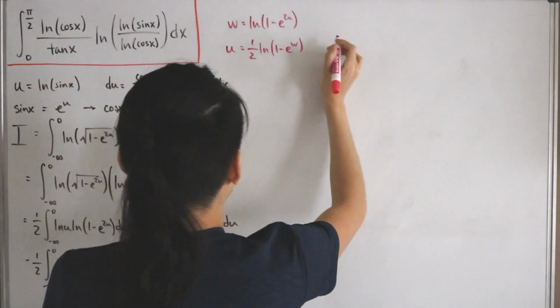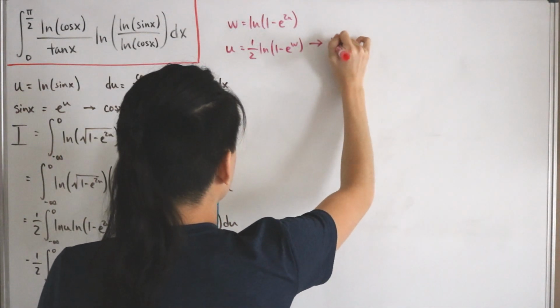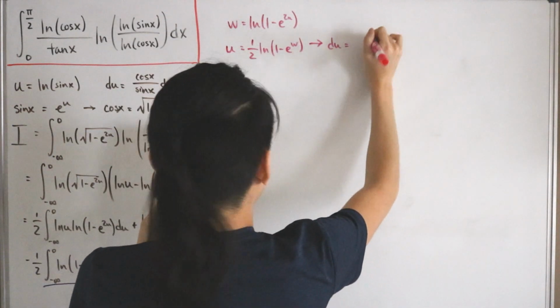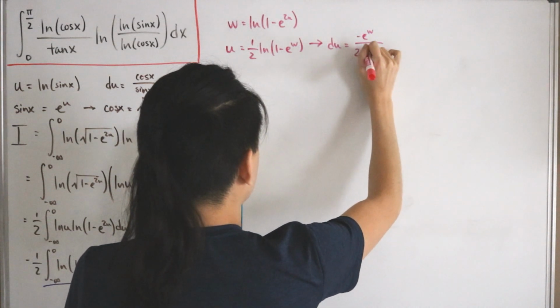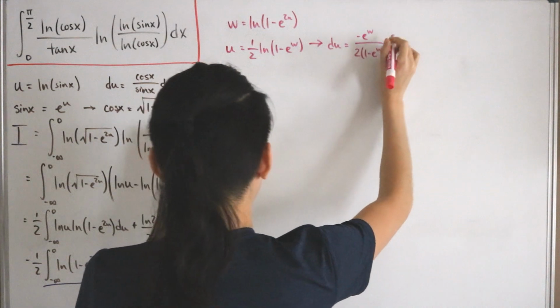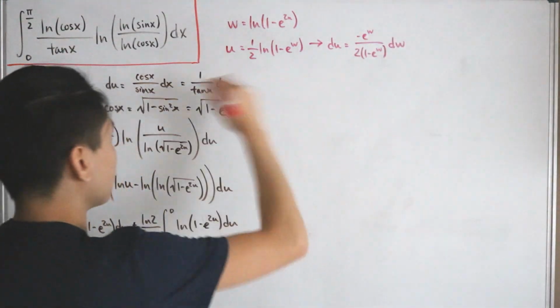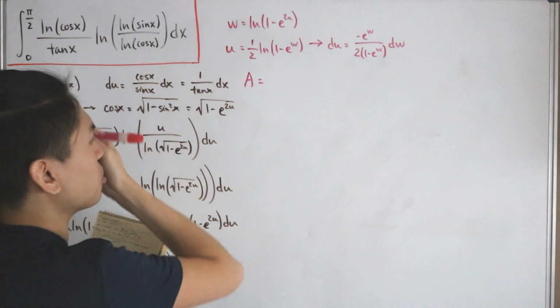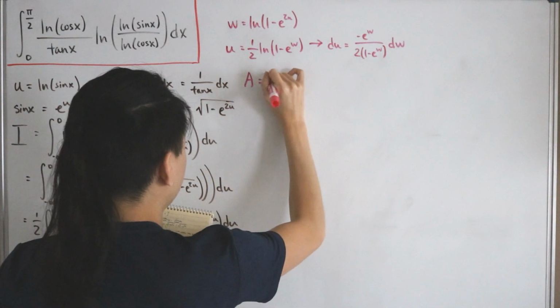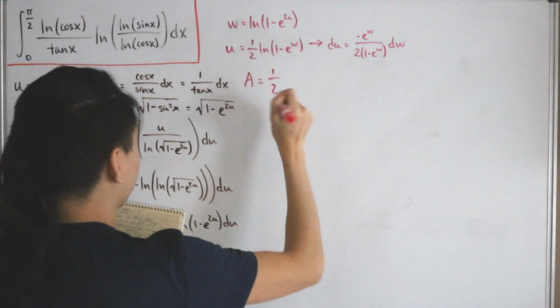If I differentiate both sides, that means du is going to equal negative e to the power w, divided by 2 times 1 subtract e to the power w, and then dw. Now putting everything back together in terms of w, this is going to be 1/2. That's simply factoring out the half from over here.